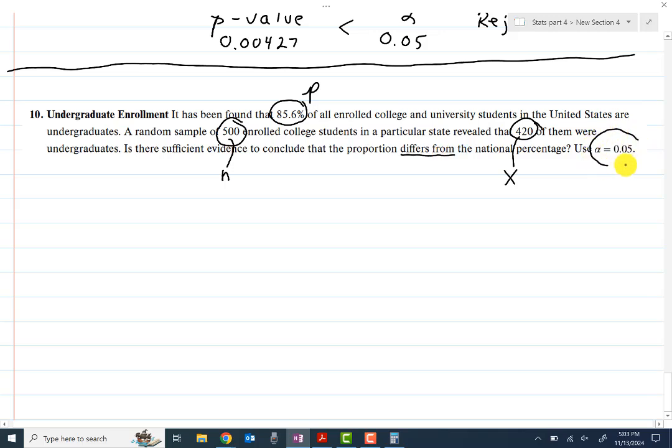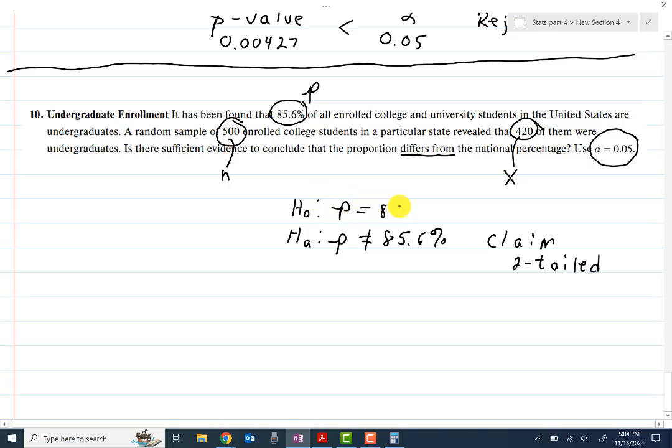And there is our significance level. So "differs from" means does not equal. So I know how H A is going to look. p does not equal 85.6%. And this here will be our claim. And it's two-tailed. H naught, that will be p equals 85.6%.